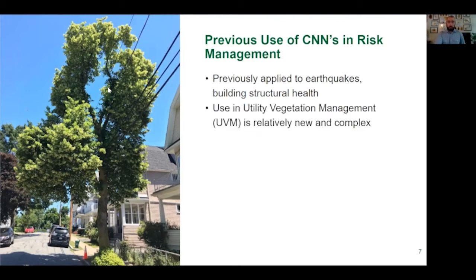However, its use in utility vegetation management is relatively new and complex. And that's because of the required degree of accuracy. As we all know, there's millions of trees along distribution rights of way throughout the country. And to assess each one, you need to be pretty accurate to mitigate that risk. There's also a lot of variation sources here in terms of different species appearance, seasonal trends, like deciduous trees losing their leaves in the winter, and growth habit.